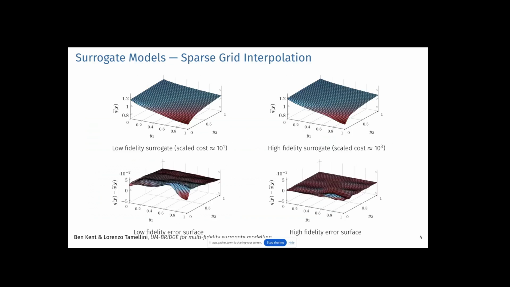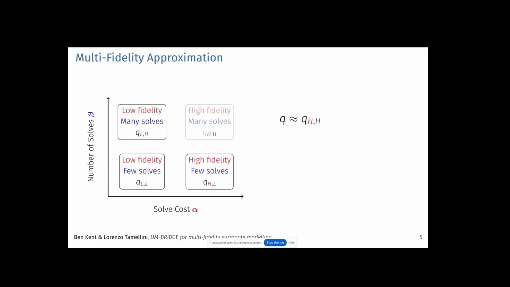If we look at the error surfaces, of course, the low fidelity surrogate isn't that accurate. But what we want to do is try and take this low fidelity one, correct it to get closer to this high fidelity, and hopefully attain something which is approaching the same approximation quality. So in practice, how do we do this?